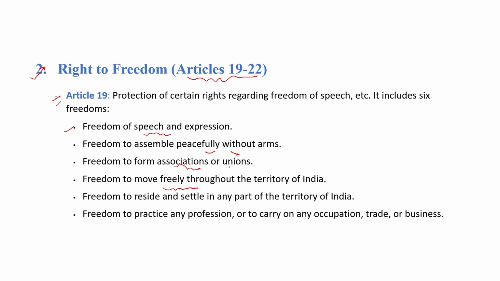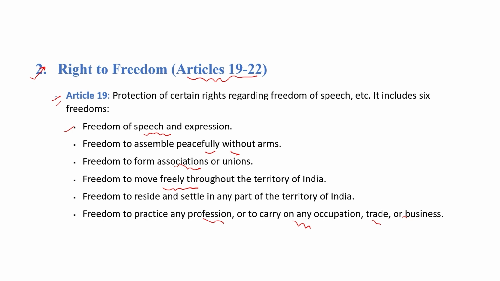And freedom to practice any profession, carry on any occupation, trade or business. What does it mean? Article 19 provides us 6 types of freedom. One freedom is freedom of speech and expression. The second type is freedom to assemble peacefully without arms. The third freedom is to form an association or union.